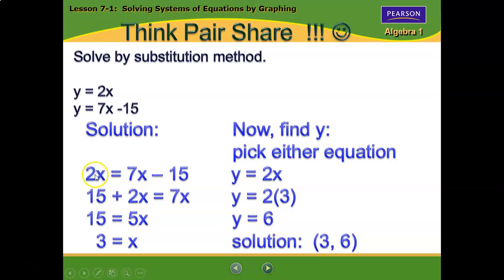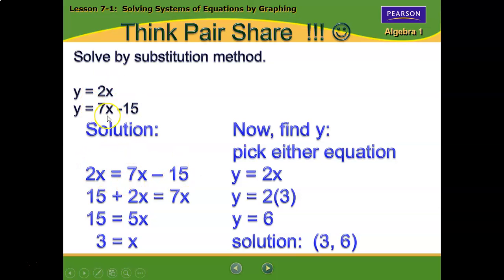So we take the 2x, set it equal to 7x minus 15, and get our x's on one side. The first thing we did was add 15 to both sides, so it gives us 15 plus 2x, and then we subtracted 2x from both sides. 7x minus 2x leaves us with 5x, and then to get x by itself, we have to divide both sides by 5. 15 divided by 5 is 3. So we have half of our answer. The x-coordinate is 3.